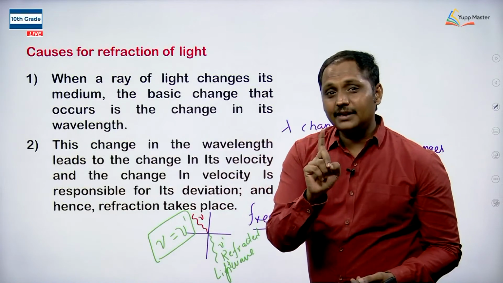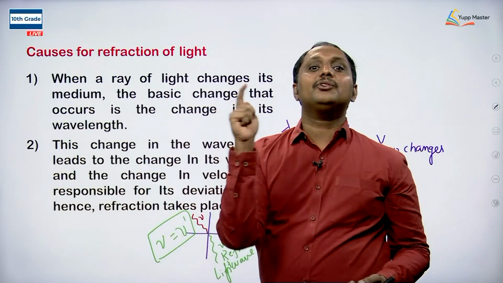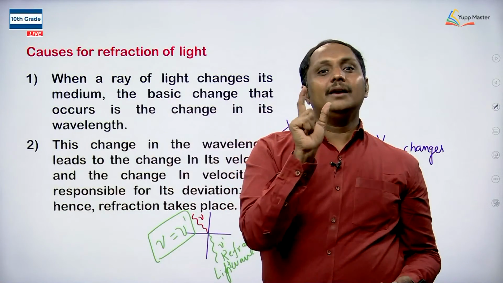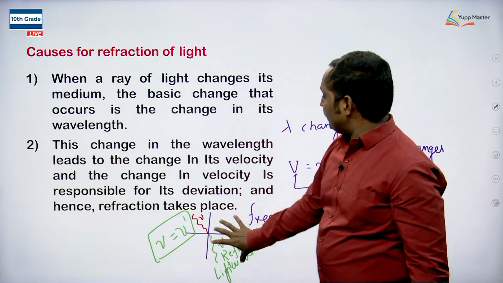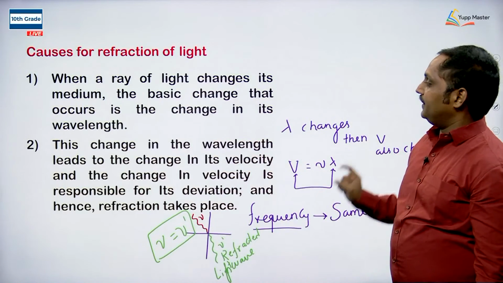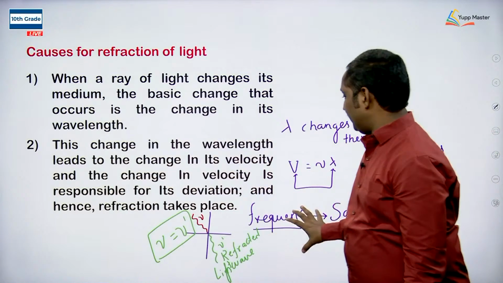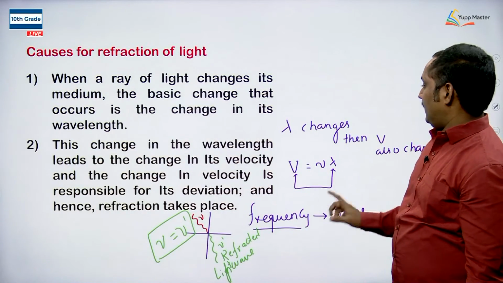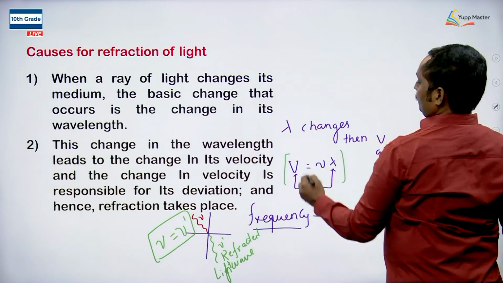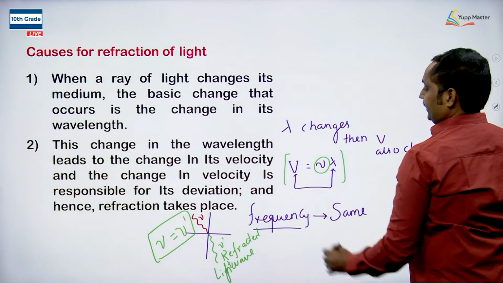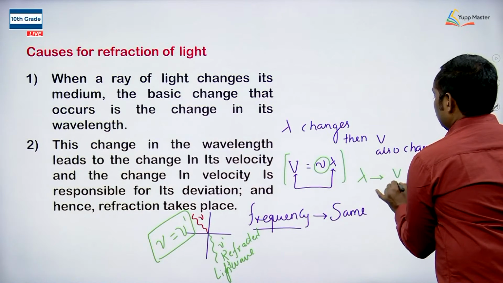So, frequency does not change by the medium, it depends on the source of the light which is emitted from the light or candle or whatever it may be. So, frequency remains the same. This change in the wavelength leads to the change in its velocity, but the frequency does not change. So, velocity remains constant, so that lambda changes, then V also changes.